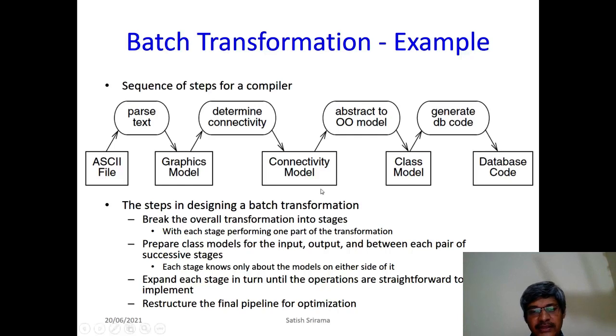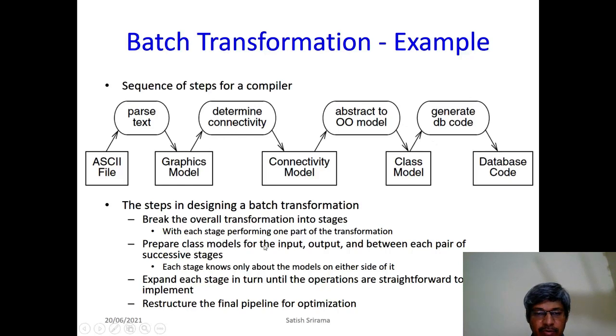So first you have to break the overall transformation into several stages. So here we are breaking it into several stages. Basically, parse text is one stage, determine the connectivity is another stage. So we have to break the overall system into these stages, with each stage performing one part of the complete transformation. So there are several stages, each doing some transformation.